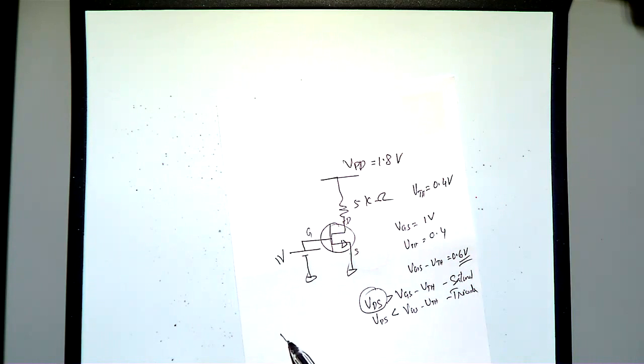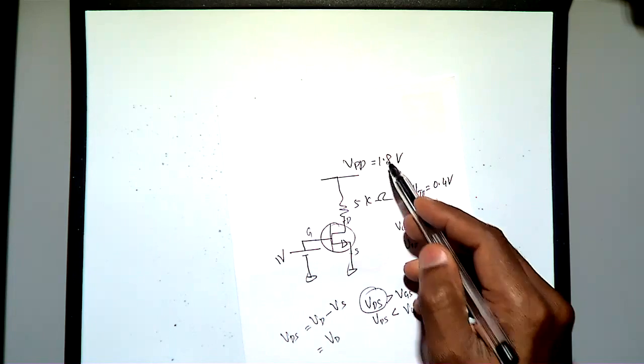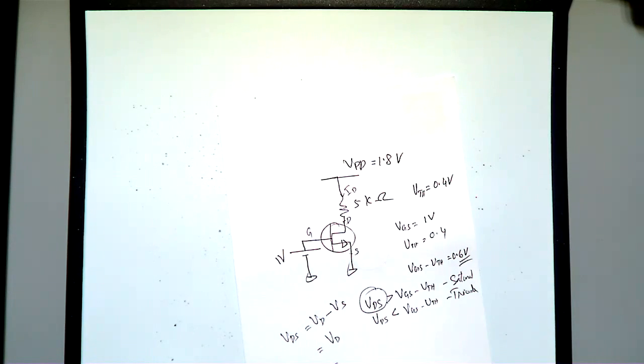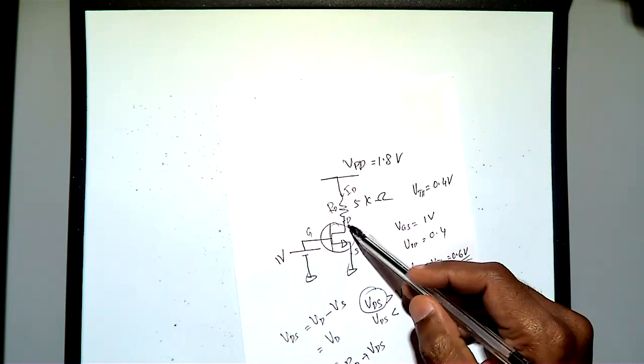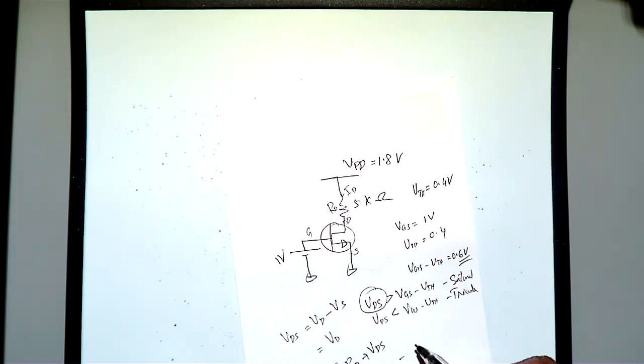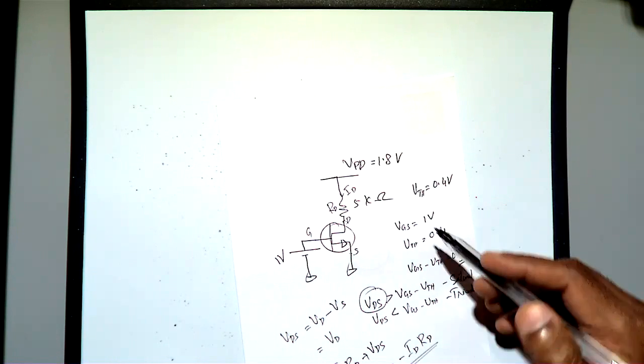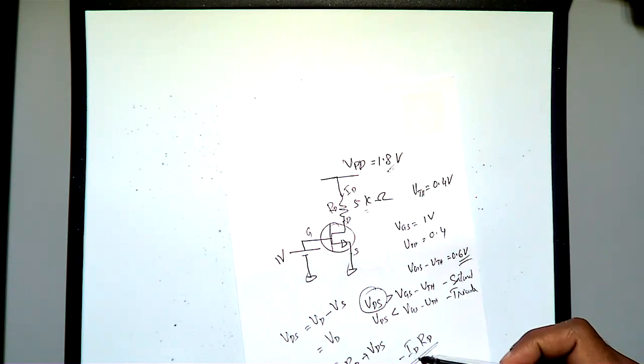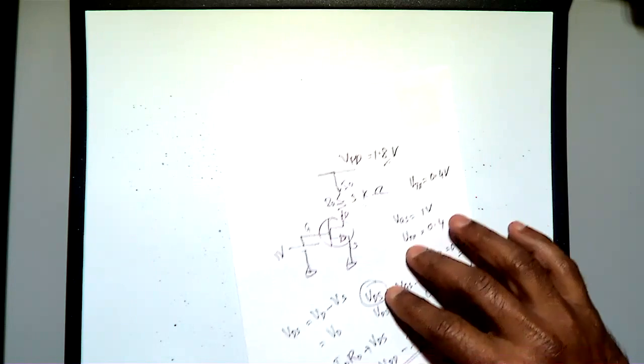Then I want to find VDS. In order to find VDS, I need VD minus VS. VS is equal to 0, but I have to find VD. What is the value of VD with respect to ground? Can you find it? So I can write VDD equals ID times RD, this is the RD value, plus VDS, that's what we needed. So VDS, which is VD here, equals VDD minus ID into RD. VDD is 1.8 volt, RD equals 5 kilo ohm, but then how about ID?